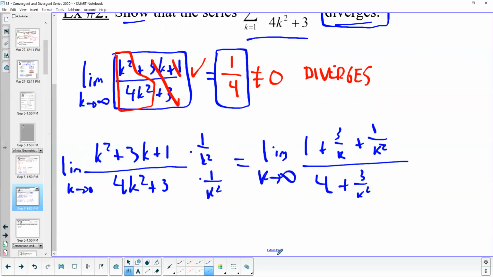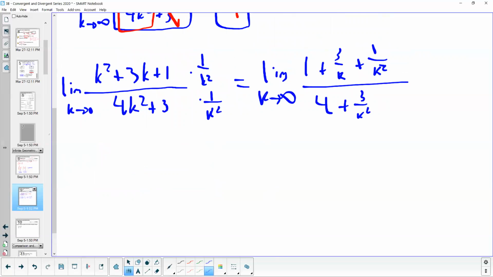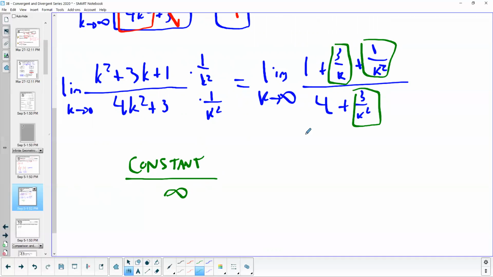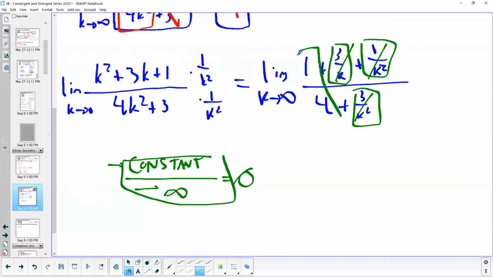Now we're going to use the idea that when you're evaluating limits to infinity, if you have a value that is a constant over something that gets infinitely larger, which is what we have here and here and here, then that limit is equal to 0. Because again, this is staying the same. As the bottom gets infinitely larger, the fraction itself will have to approach 0. So this part and this part all approach 0, which leaves you with 1/4. So the limit as k approaches infinity is equal to 1/4.